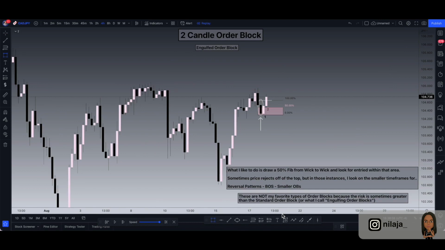Personally, what I like to do when it comes to order blocks like these is draw my 50% fib from wick to wick of that last bearish candle, bullish depending on the trend, but right now we have a bearish candle that we need to draw the fib from. And I like to see what price has in between this level for me to enter off of so it minimizes my risk. So it's not saying that price won't come back into the order block and reject without going up, but that is just something that I'm okay with losing or missing out on.